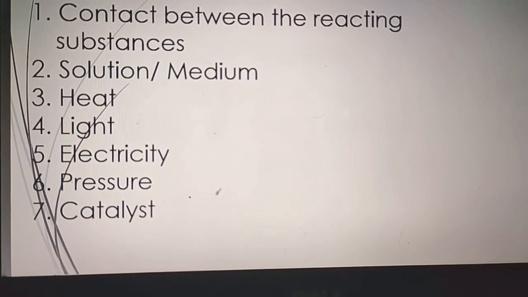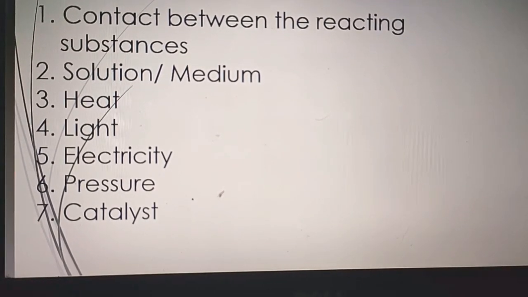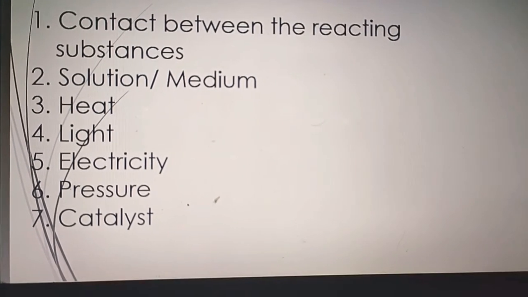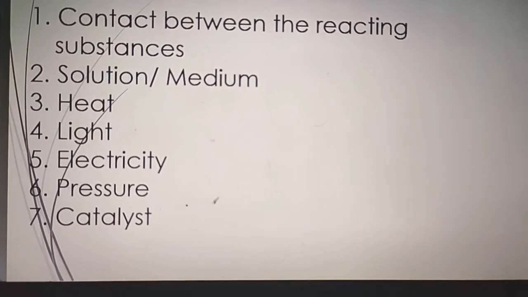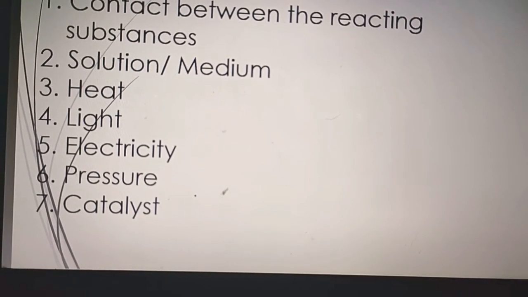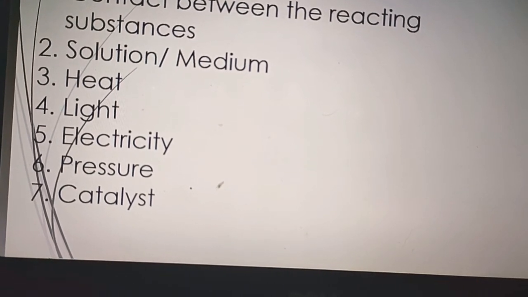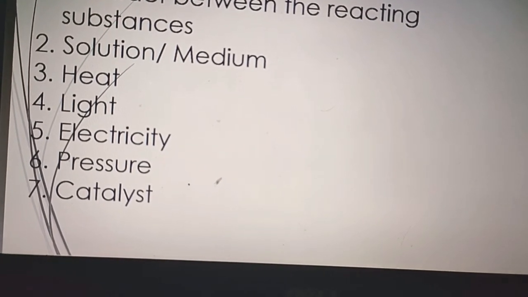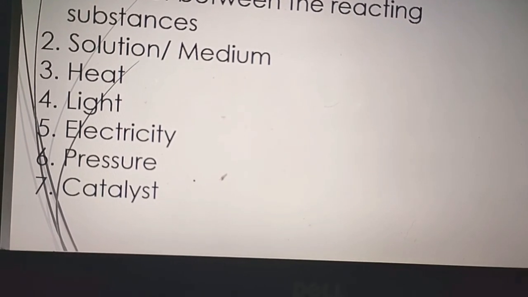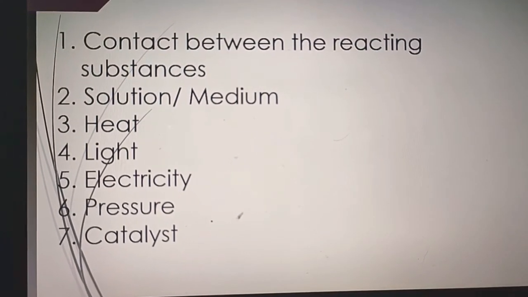The sixth condition is pressure. Certain reactions take place when pressure is applied. An increase in pressure may also lead to a chemical change, like crackers exploding when struck with a hammer. So this is also one of the important conditions.